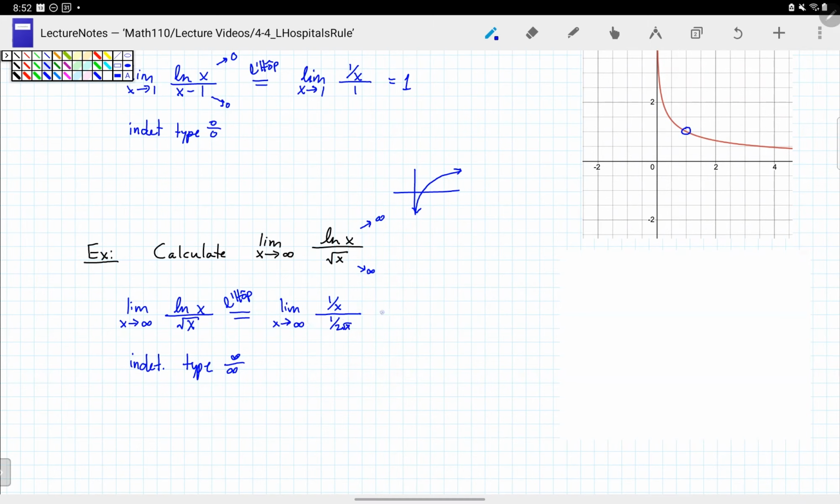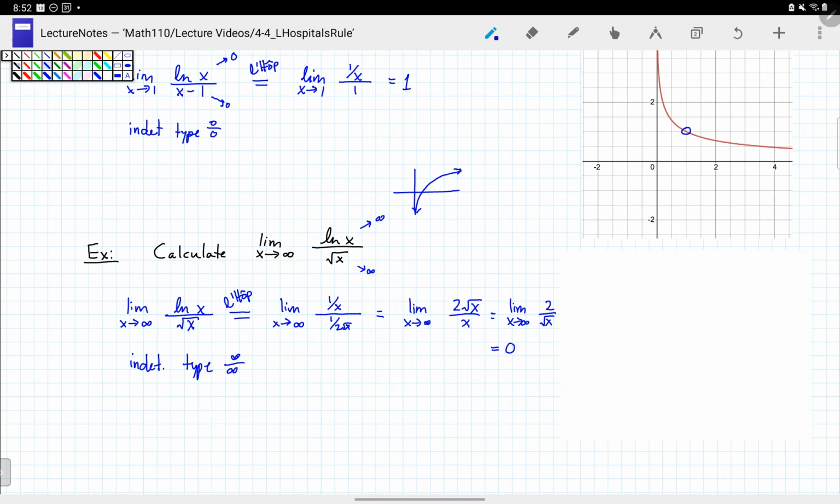So let me rewrite this, instead of dividing two reciprocals, as the limit as x goes to infinity of 2 square root of x divided by x, which is the same as the limit as x goes to infinity of 2 divided by square root of x. And as x grows larger and larger, that means I'm dividing by a larger number, and so this limit is going to be equal to 0.